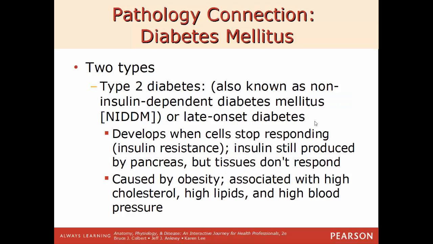The other type, type 2, non-insulin dependent diabetes mellitus, or late onset diabetes. This will develop when cells stop responding to insulin, or become insulin resistant. Insulin is still being produced normally, but tissues just don't respond to it as well. It's often caused by obesity, having high cholesterol levels, high lipids, and high blood pressure.